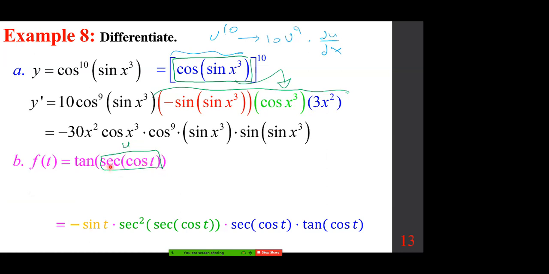Now, what is the derivative? Remember, the outer piece is now secant. The derivative of secant is secant tangent. So secant of this, tangent of this, and then the derivative of cosine, which is negative sine.